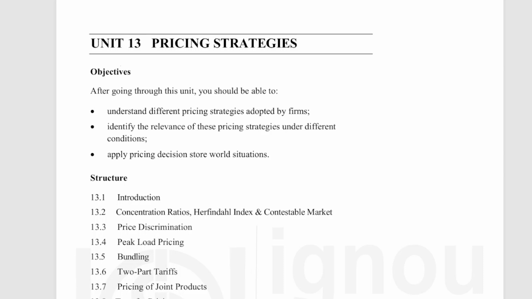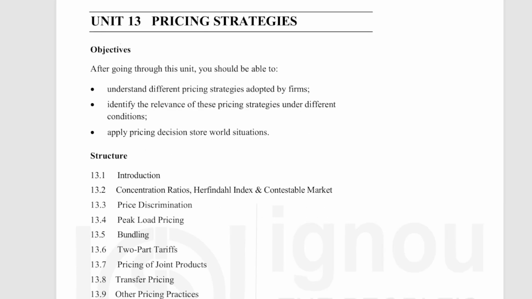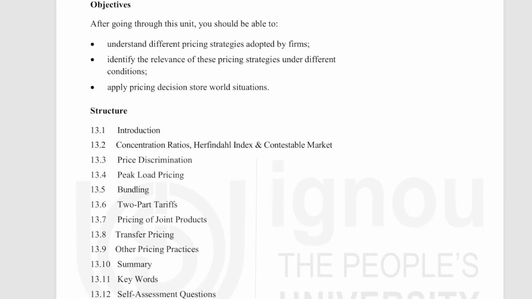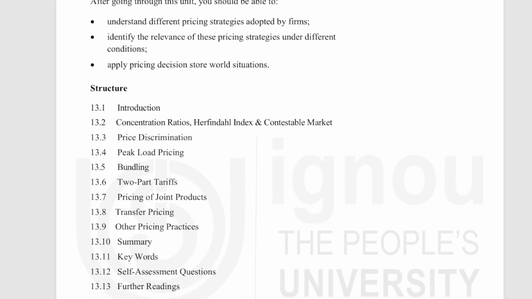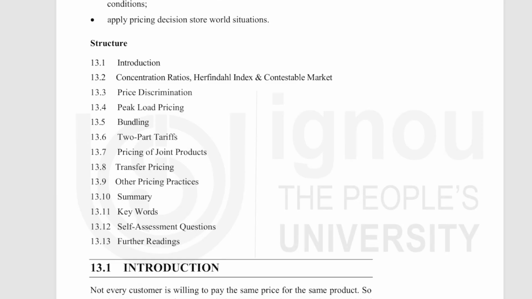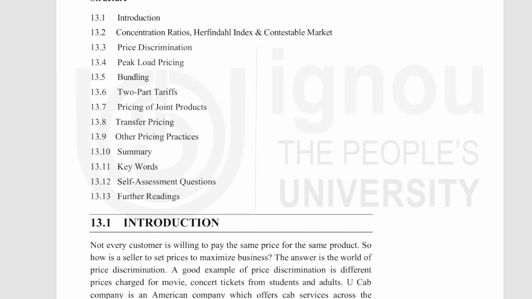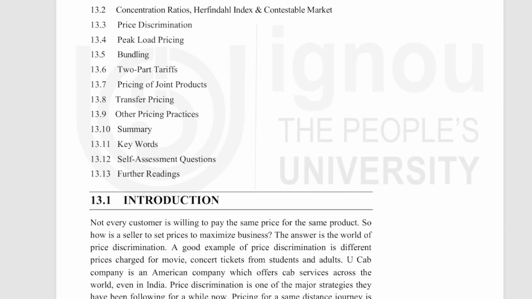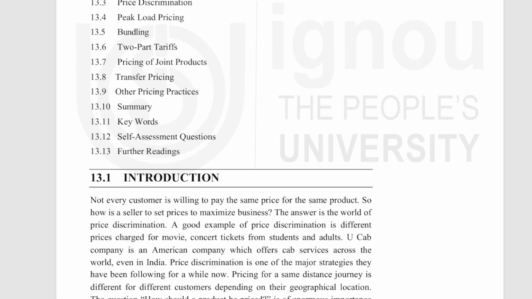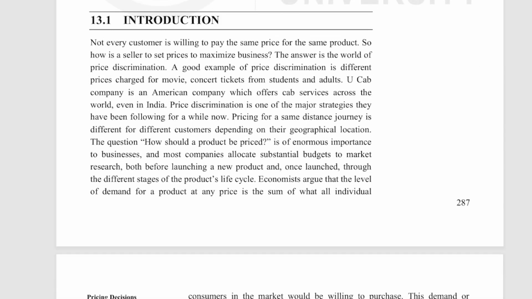In today's session, we will start with Unit 13, that is Pricing Strategies of MMPC 010. So the objectives of this unit are to understand different pricing strategies adopted by firms, identify the relevance of these pricing strategies under different conditions, and apply pricing decisions to real-world situations. The structure is: introduction, concentration ratios, Herfindahl index and contestable market, price discrimination, peak load pricing, bundling, two-part tariff, pricing of joint product, transfer pricing, other pricing practices, summary, keyword section, and self-assessment questions. So this is the structure of this unit.